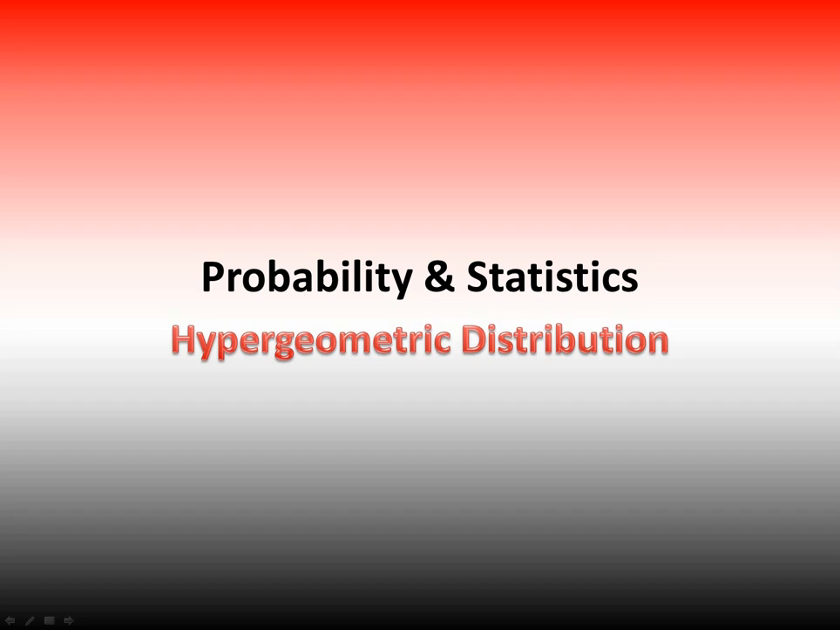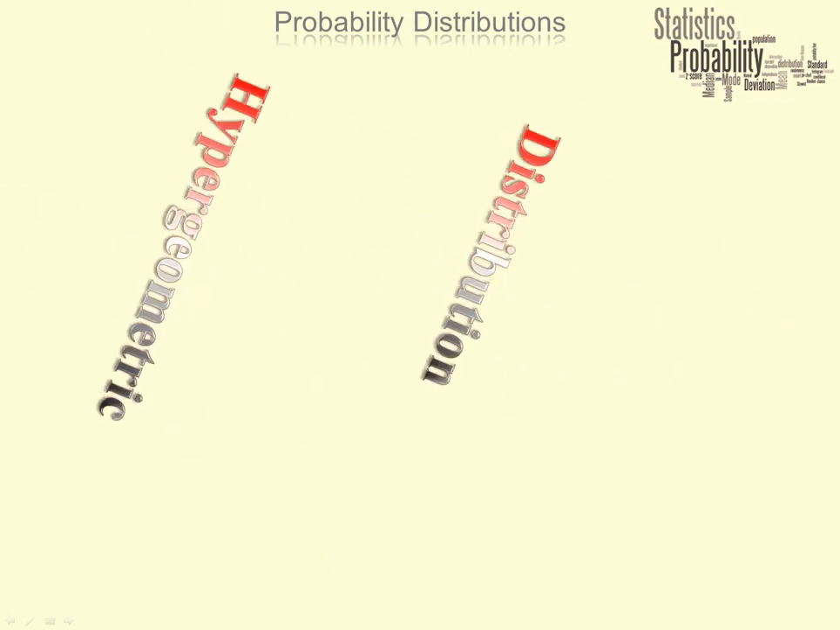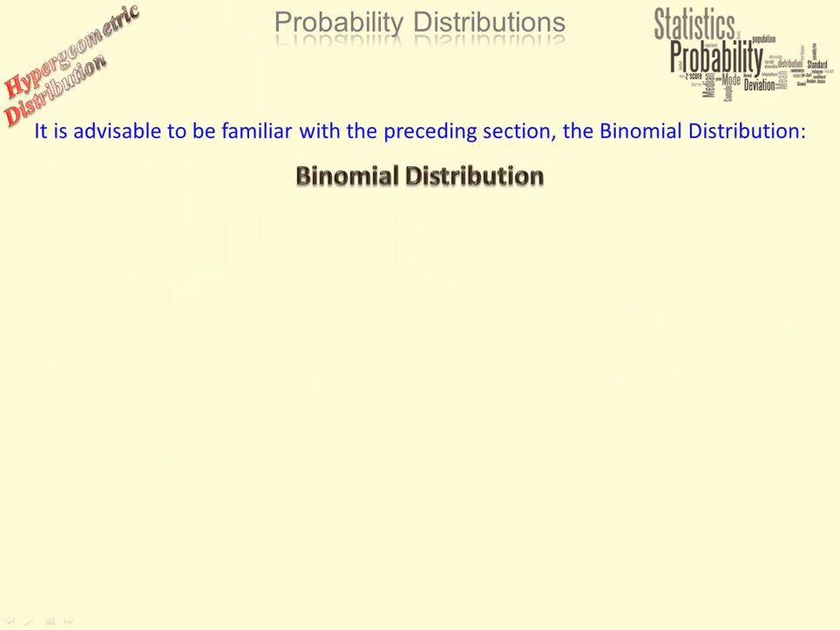Probability and statistics, the hypergeometric distribution. Let's look at the preceding section first, the binomial distribution. This was on the previous video, and let's do a comparison.